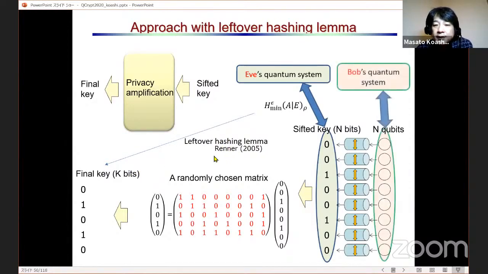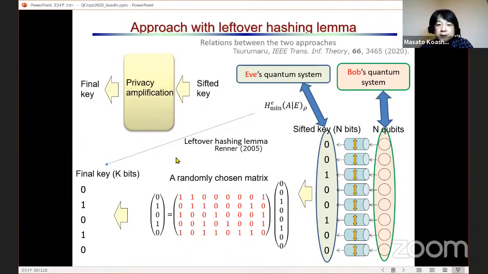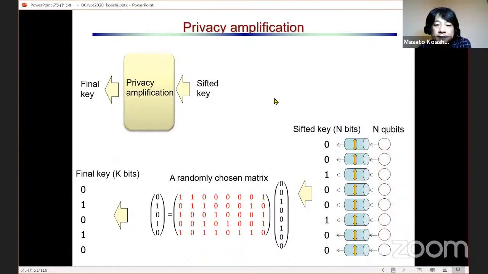And here, in the phase error correction approach, we are looking at the correlation of these qubits to Bob's quantum system in terms of the statistics of phase errors. So we want to connect the statistical property of this correlation to the security of the final key. If you are interested in the relation between the two approaches, I refer to this recent paper by Dr. Tsurumaru here. Okay, let us continue with the phase error approach.